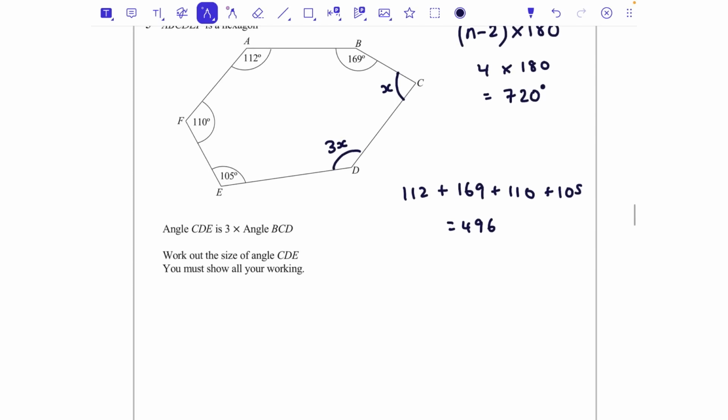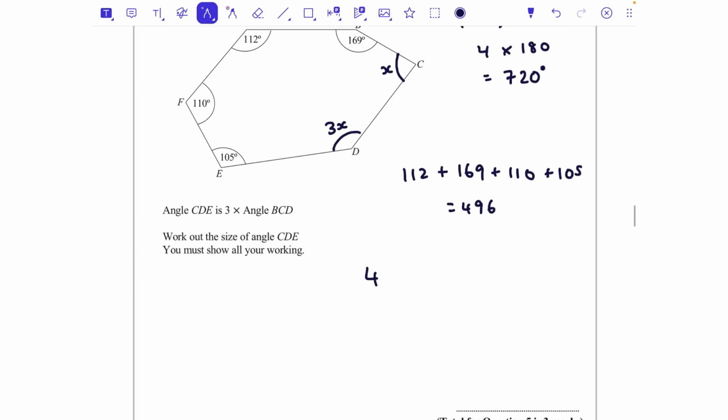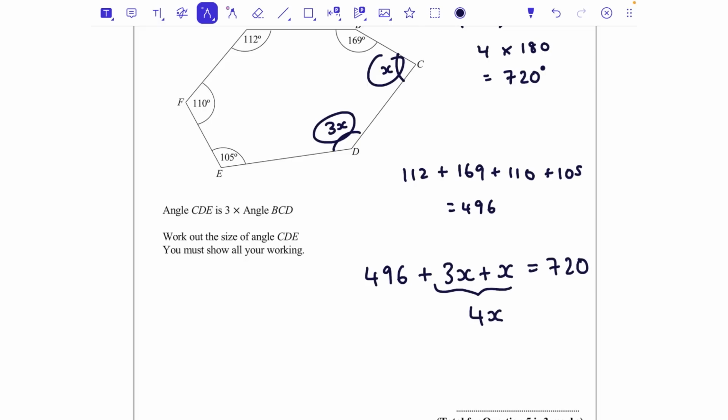We could set up an equation here. We could say that we know 496 add these ones, 3x add x, needs to equal 720. And this is just 4 lots of x altogether. I'm going to start by taking 496 away from both sides. So 720 minus 496 is 224. So 4x needs to equal 224. Let's then divide that by 4. And that gives us a value that x is 56 degrees.